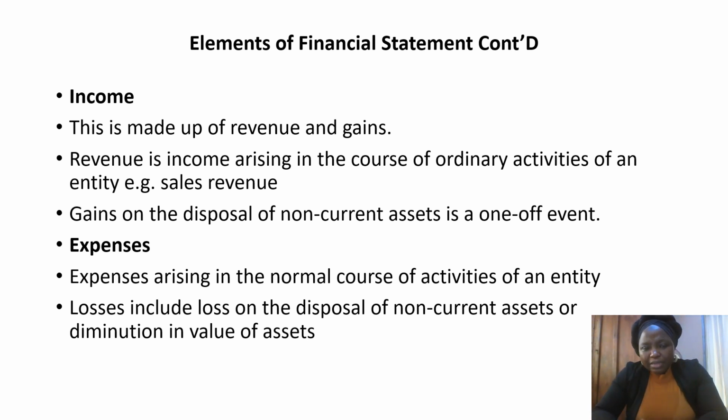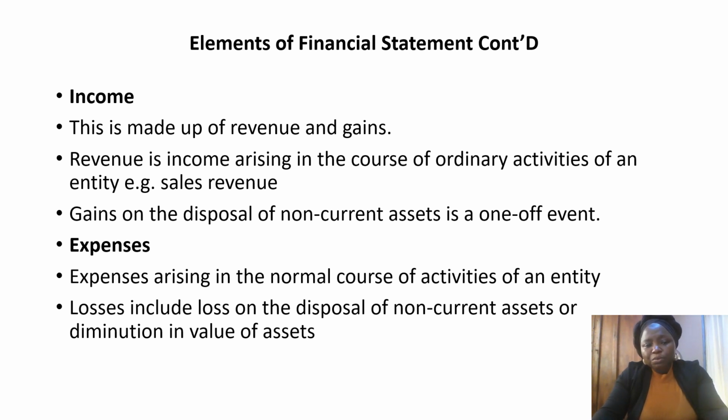Then there could be gains on disposal of non-current assets, which is a one-off event. It doesn't occur always. When I say one-off event, it means it rarely occurs, not on a regular or frequent basis. So there might be times where a company might choose to sell off or dispose of some of its non-current assets, which I told you we normally refer to as fixed assets. When such disposal is made, whatever is realized from the sale is known as gains on disposal of non-current assets. This also constitutes income to the organization.